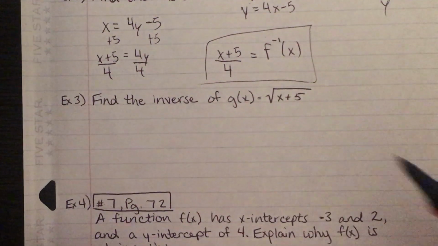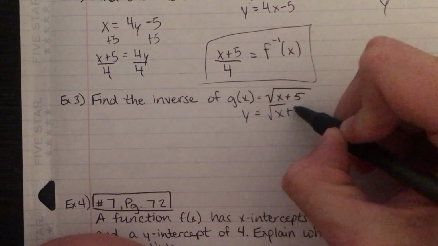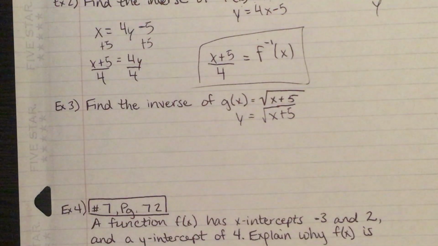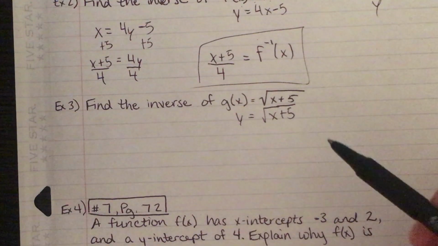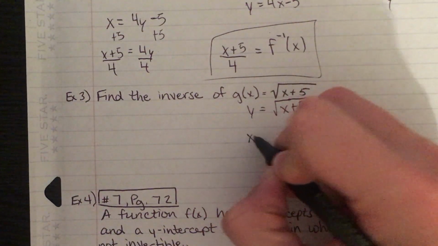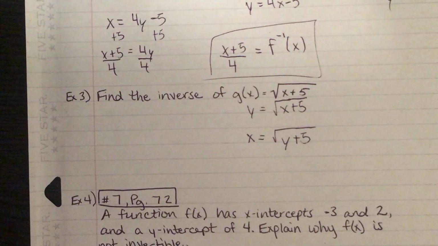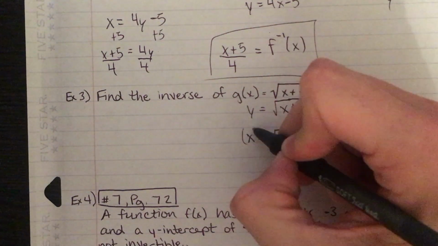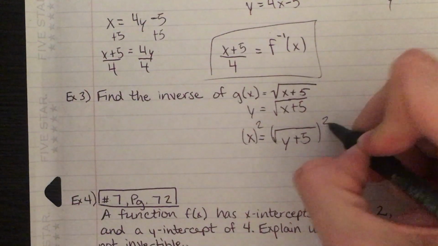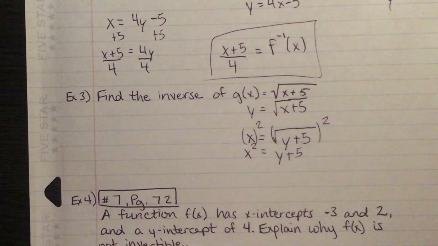So then the next one we've got here, we've got y equals the square root of x plus 5. So we're going to say, okay, the first thing we need to do is switch x and y. So we've got x equals the square root of y plus 5. So to get y by itself, we have to get rid of that square root. So we're going to square both sides here. We get that x squared equals y plus 5.